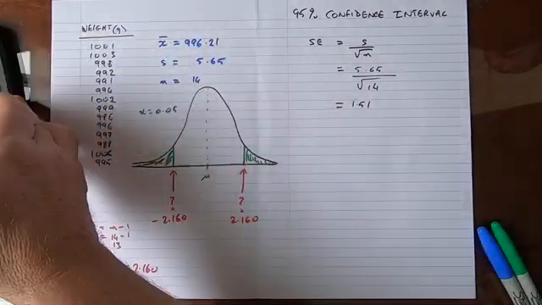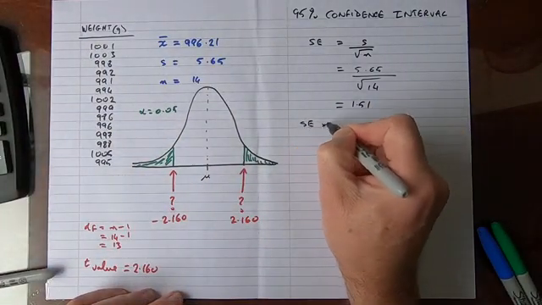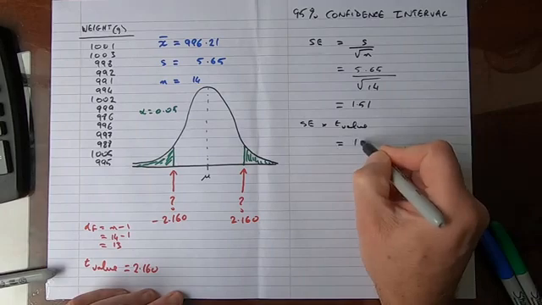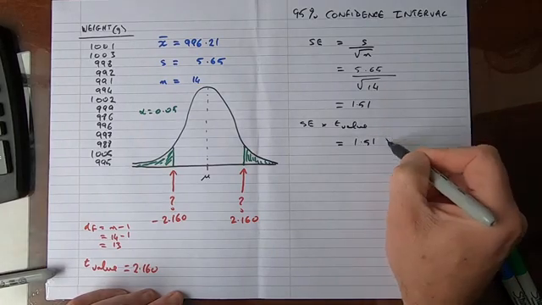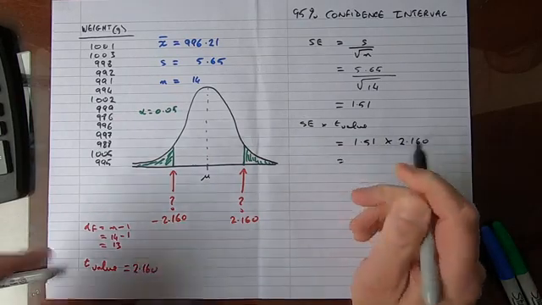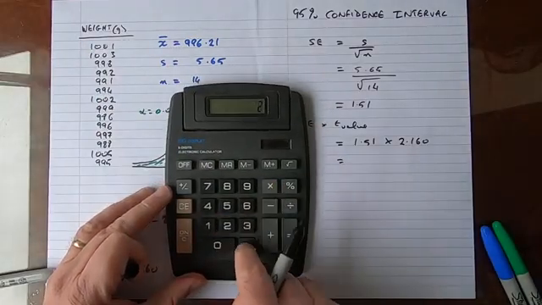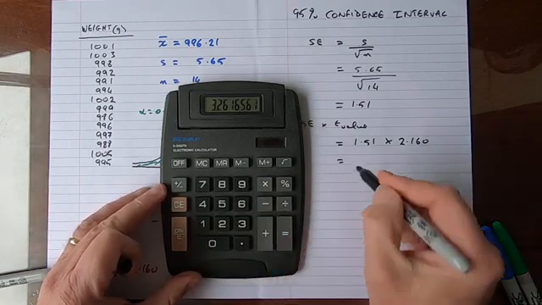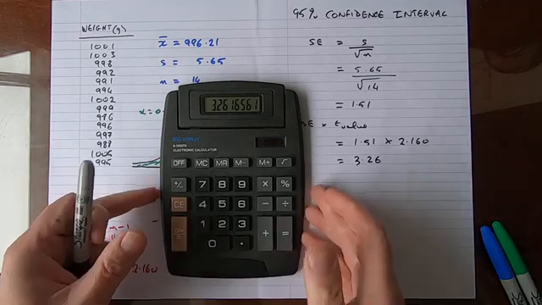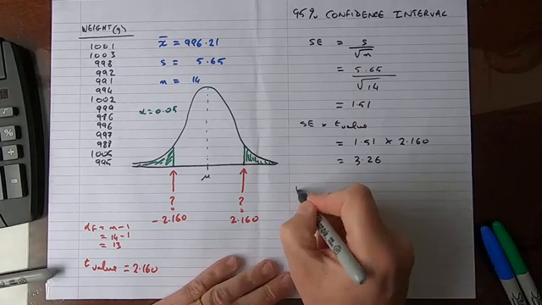So now we've got the standard error, and our next job then is to multiply our standard error by our t-value. So that is equal to 1.51 from here multiplied by 2.160. So let's work that out. We have the 1.51 still in our calculator. Multiply that by 2.16. That is equal to 3.26. So now we have the value that we need to estimate our upper value and our lower value for the confidence interval. So let me put in the upper one first.